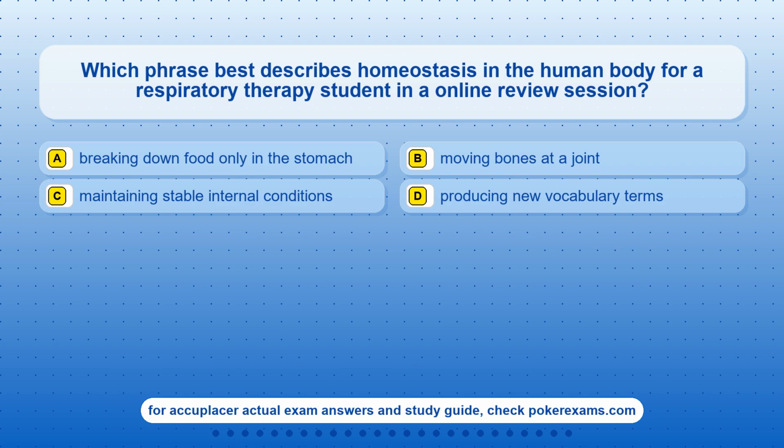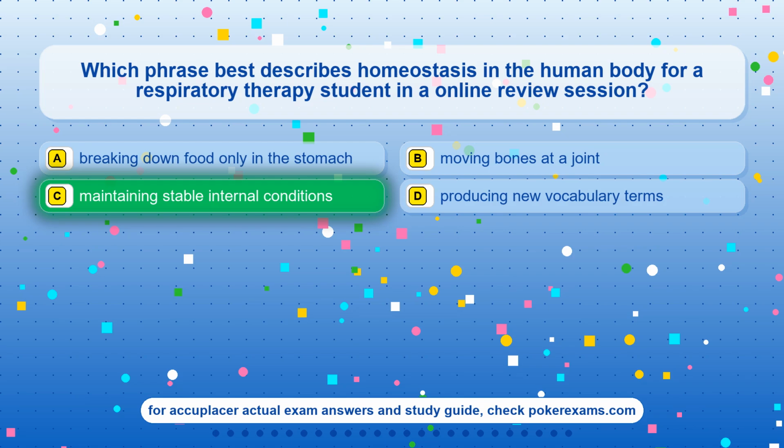Question 13. Which phrase best describes homeostasis in the human body for a respiratory therapy student in an online review session? Option A. Breaking down food only in the stomach. Option B. Moving bones at a joint. Option C. Maintaining stable internal conditions. Option D. Producing new vocabulary terms.